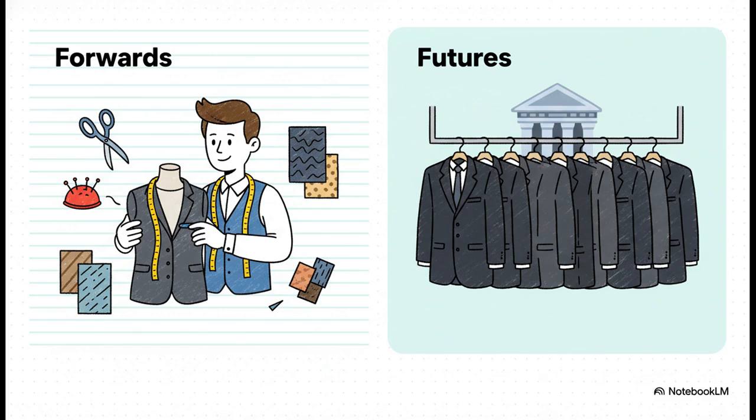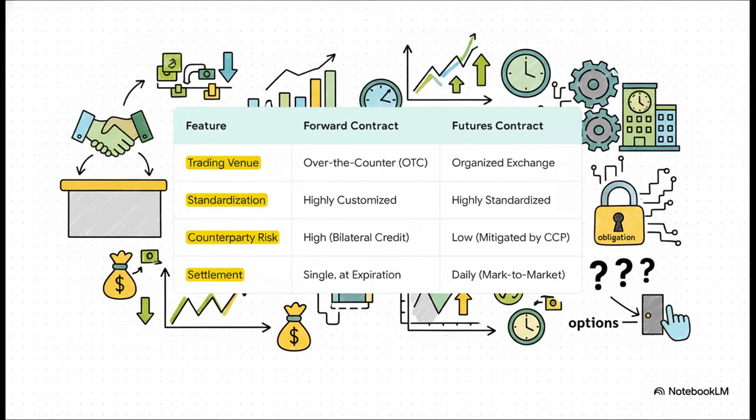And honestly, the best way to get your head around them is with an analogy. A forward contract, that's like going to a tailor and getting a custom suit made. You and the tailor agree on everything: the fabric, the exact measurements, when it'll be ready. It's a one-on-one deal. A futures contract, on the other hand, is like buying that same suit but off the rack at a huge department store. It only comes in standard sizes with standard terms. And this table right here, it just lays out those differences perfectly.